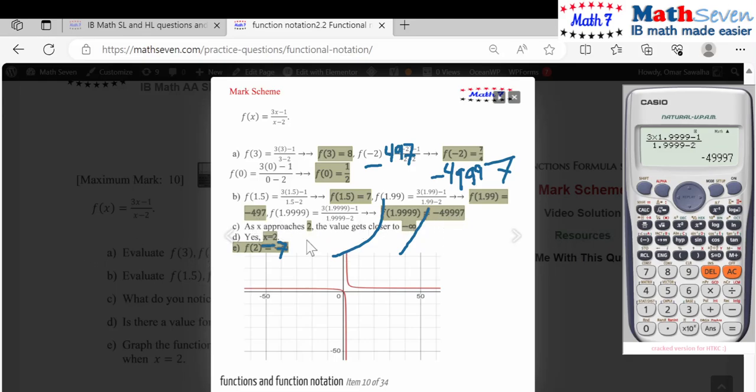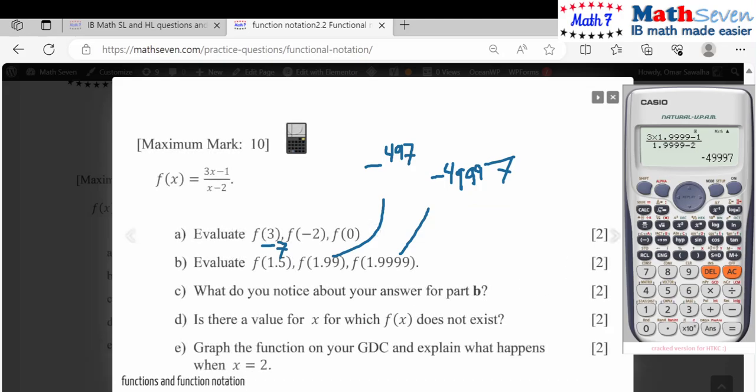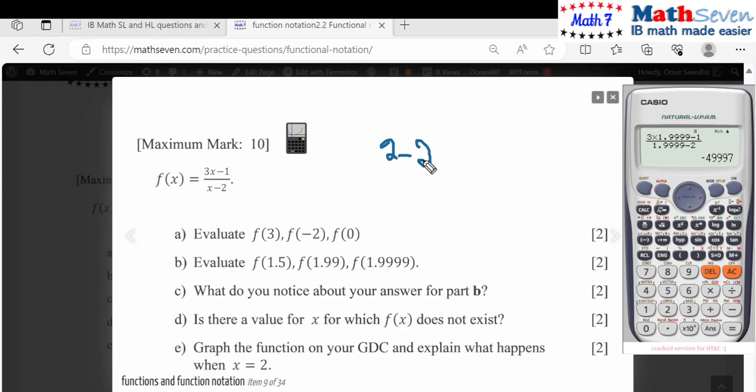We're good. So what is happening? Okay, we are getting closer to 2, and you can't have x equals 2 here, students. Look, for the denominator, if you substitute 2 instead of x, you're going to get 2 minus 2 equals 0. So this is going to be 0. Any number divided by 0 is undefined. So you're getting to a very, very small number or big number.